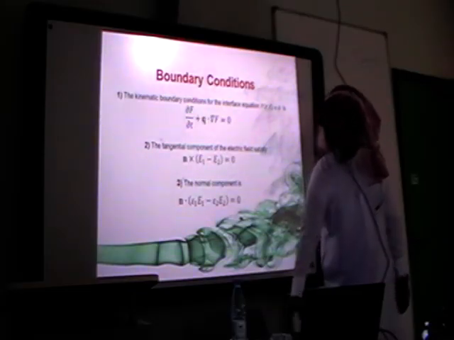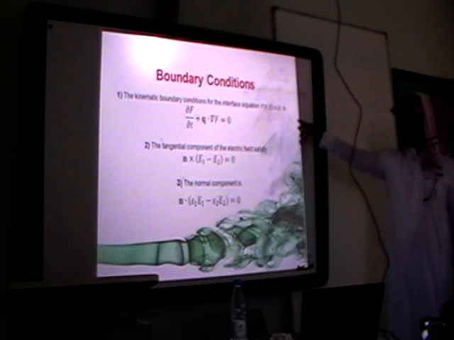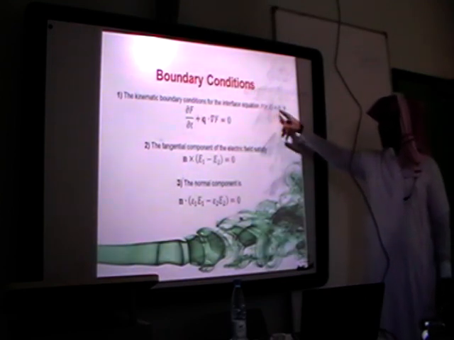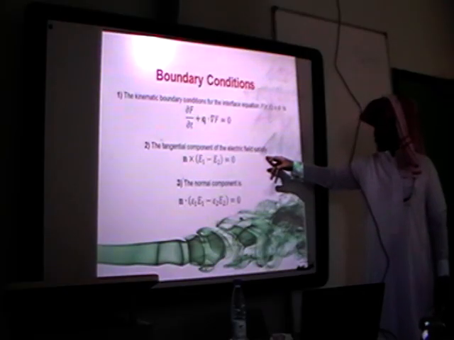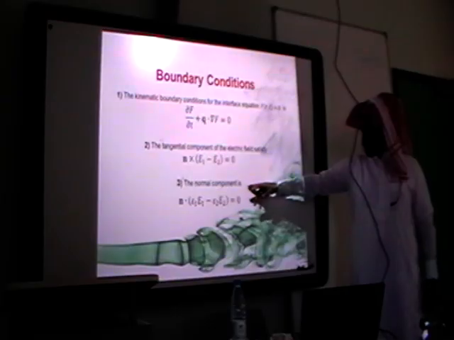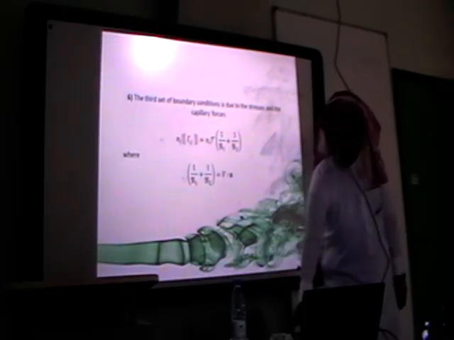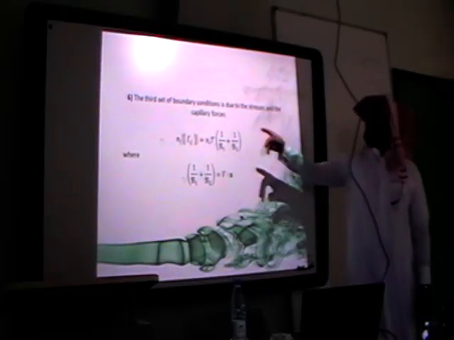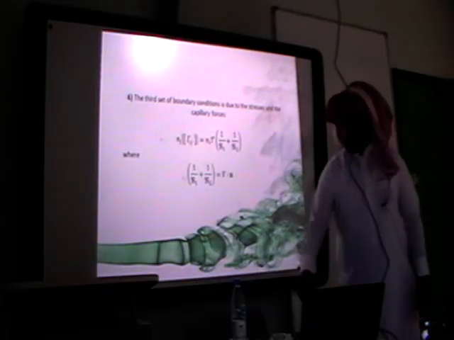Boundary conditions: the kinematic boundary condition for the interface equation is f of r and t equal to 0. The tangential component of the electric field satisfies this condition, and the normal component satisfies this condition. This is a physical condition. The third set of boundary conditions is due to stress and the capillary forces.